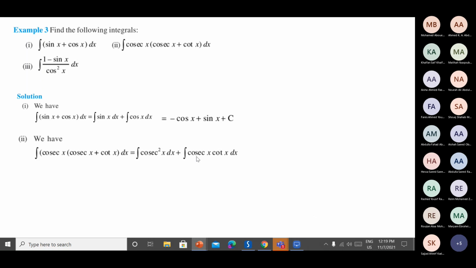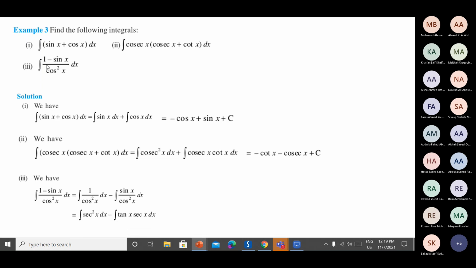Okay, what is the integration of cosec times cotan in the table? Please check in your table. Minus cosec x. Yes, excellent. Very good. Now let's go for the third one.